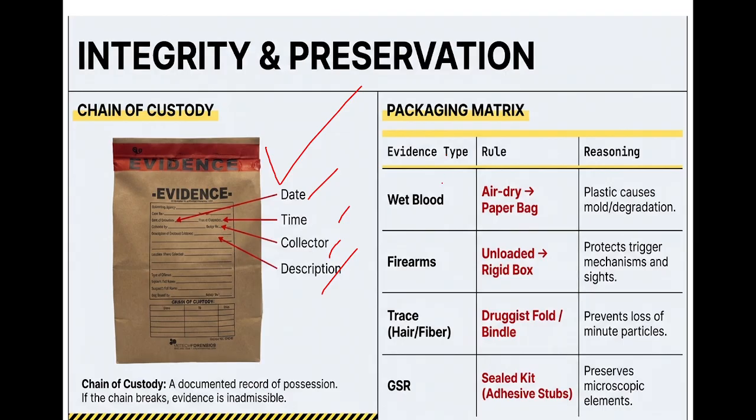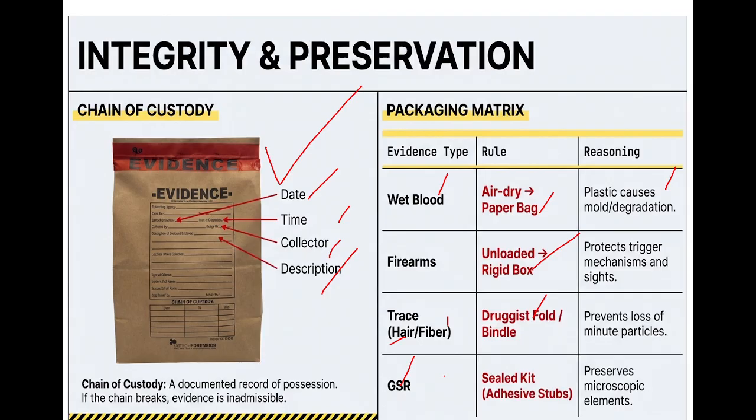Again, we explained it. Wet blood goes in air-dry paper, never in plastics, because of mold and degradation. Firearms need to be in a rigid box because of accidental triggers. Traces like hairs and fibers go in a special druggist's foil bundle.